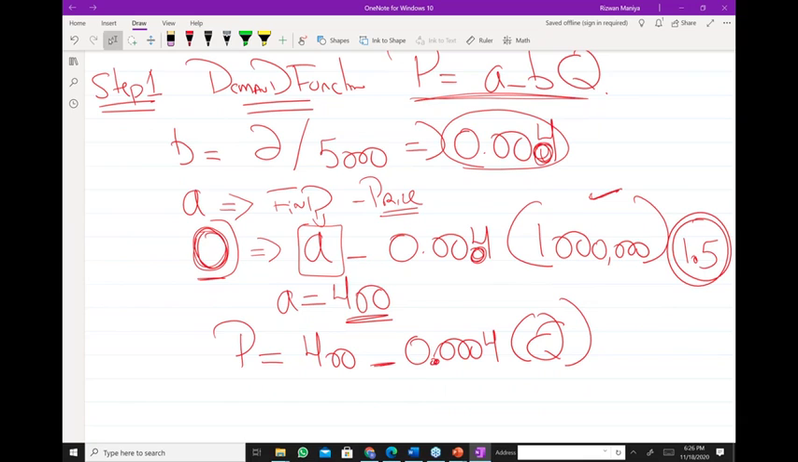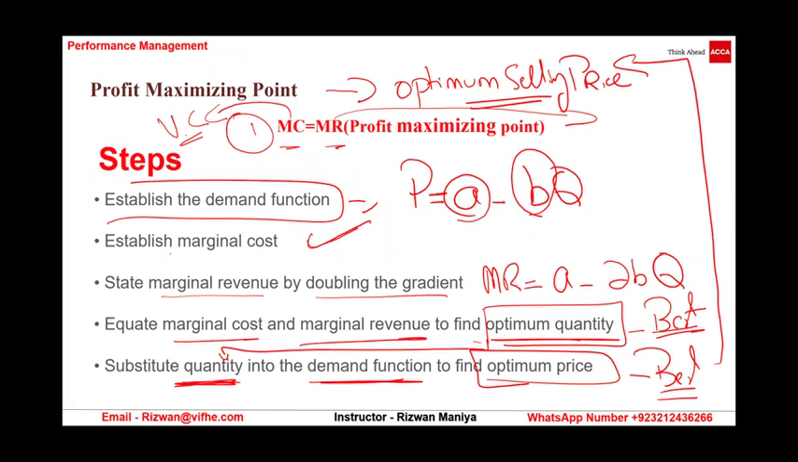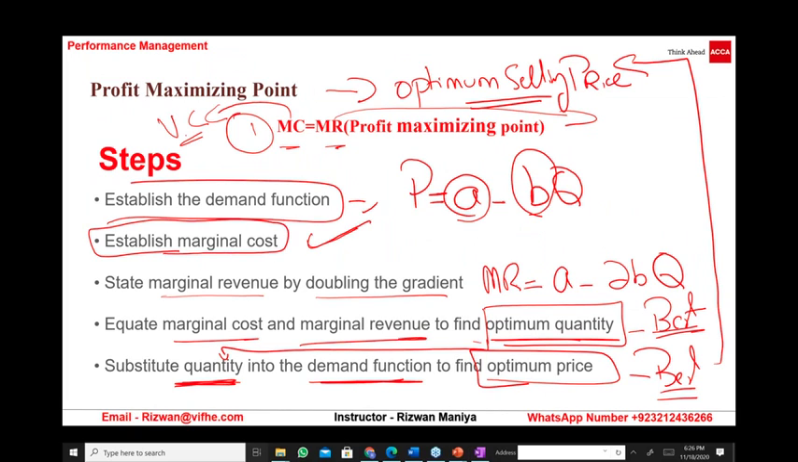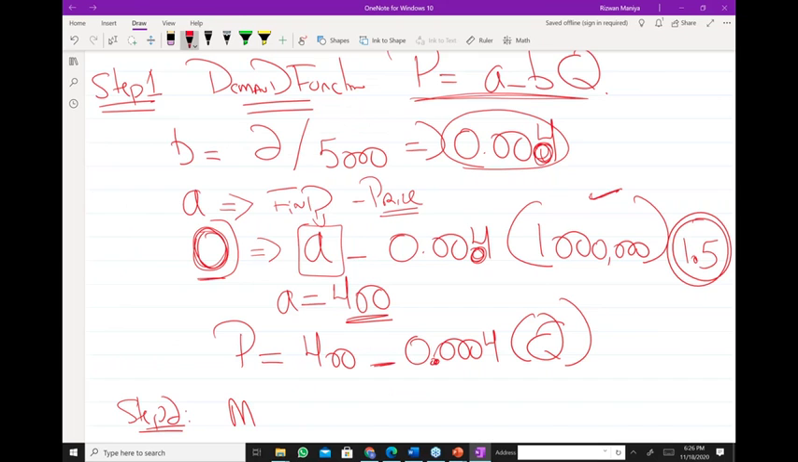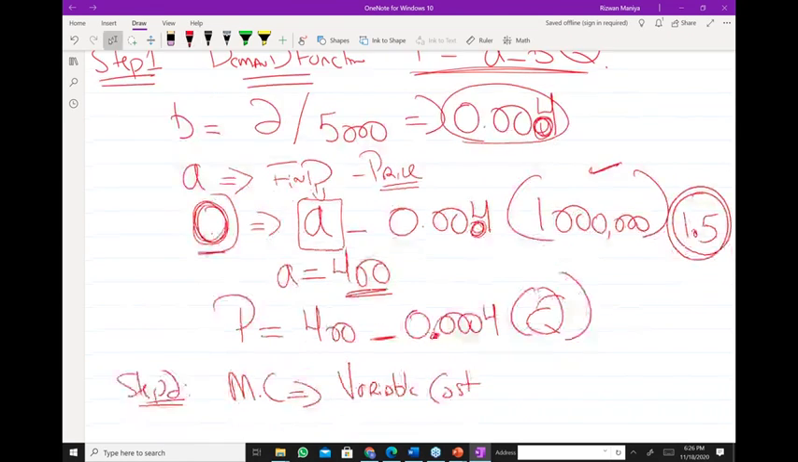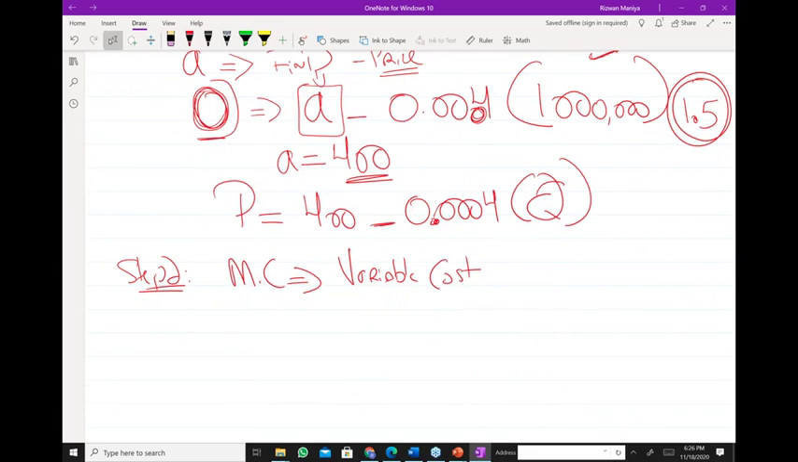Now, after step 1, what are you supposed to do? Solve step 2. So what is step 2? Step 2 is establish marginal cost. Let's now establish marginal cost. Marginal cost is equal to variable cost. So let's read things about variable cost in the question.